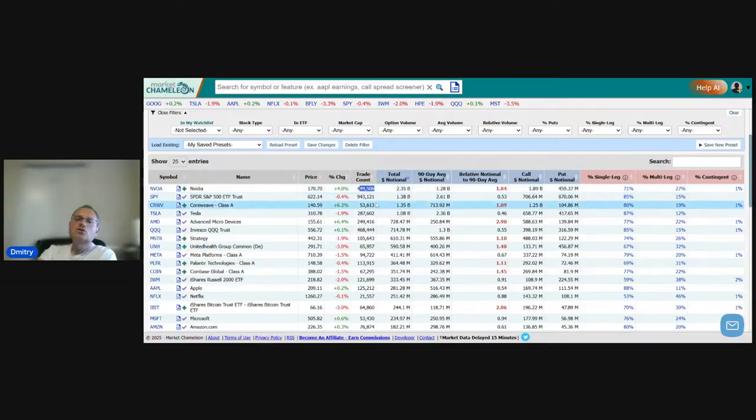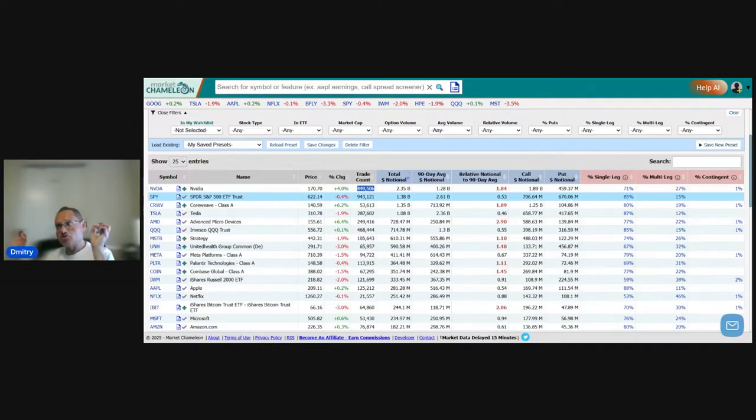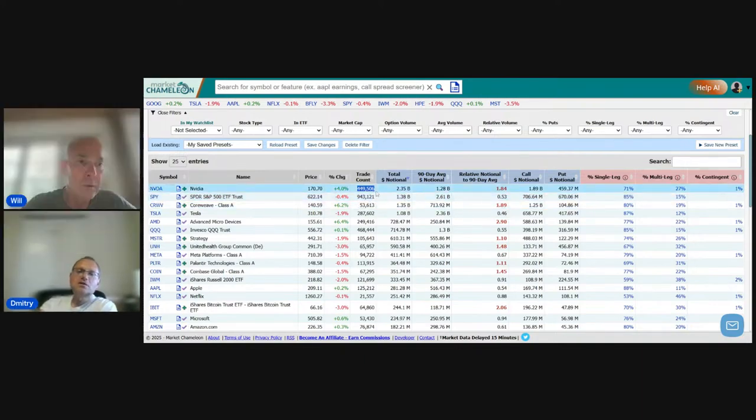This is the amount of trades in options, not the volume, but the amount of trades, because you could have one trade with 1,000 contracts, or you could have 1,000 trades with 1,000 contracts. If one trade is one contract, then you would have to do 1,000 trades to get up to 1,000 volume. So these are the total trades count.